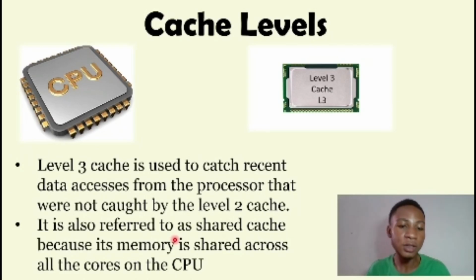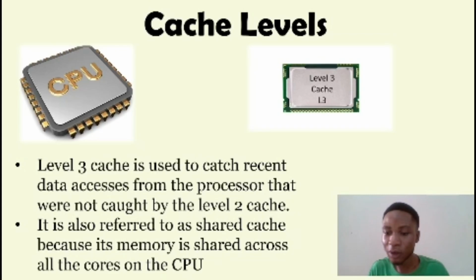The level 3 cache is also used to catch recent data accesses from the processor that were not caught by the level 2 cache. It is also referred to as the shared cache because its memory is shared across all cores of the CPU. The level 3 cache is also larger than the level 2 cache, but not as fast as the level 2 cache. The level 1 and the level 2 cache have their own dedicated CPU cores.